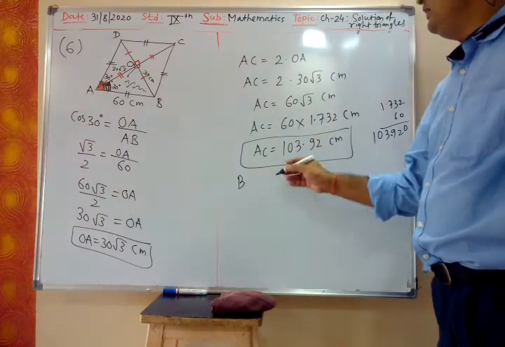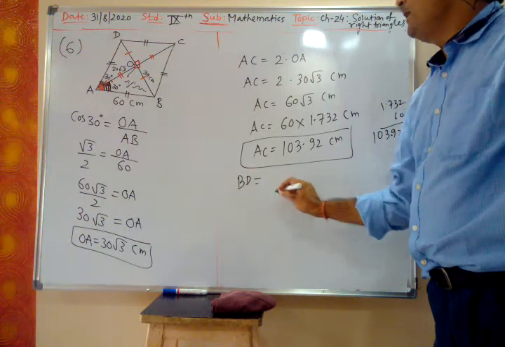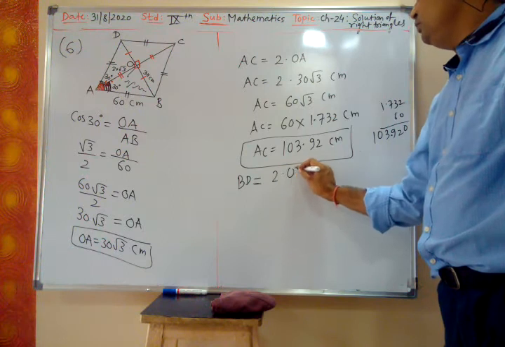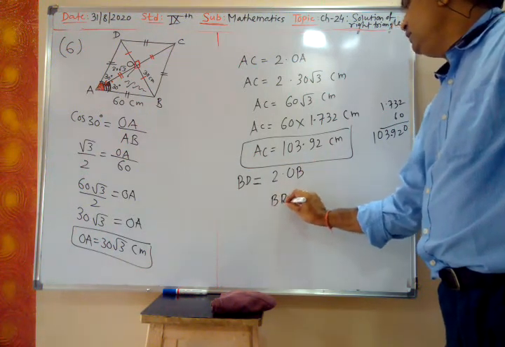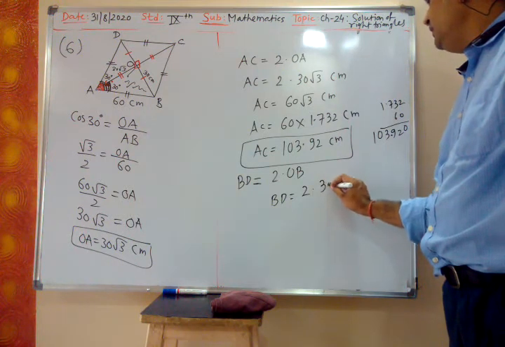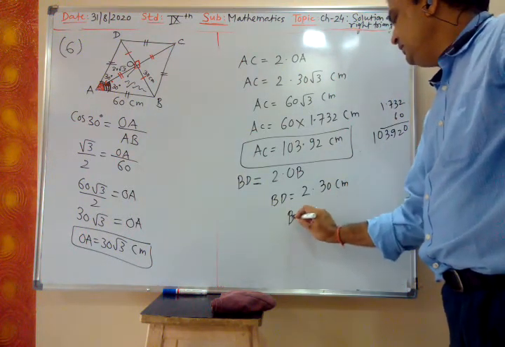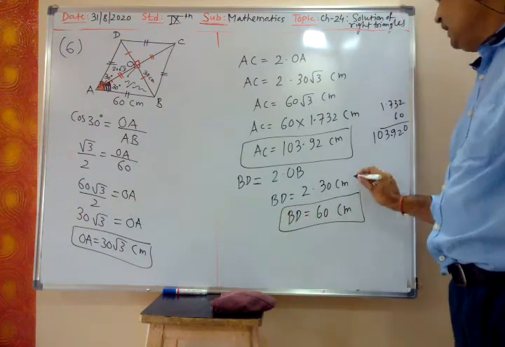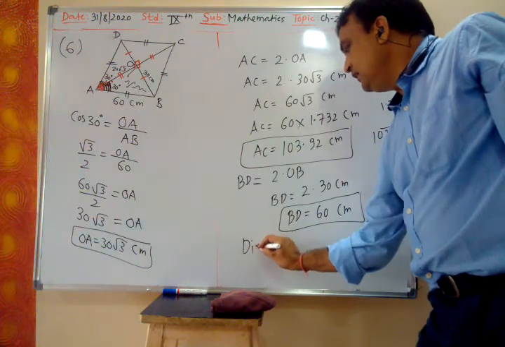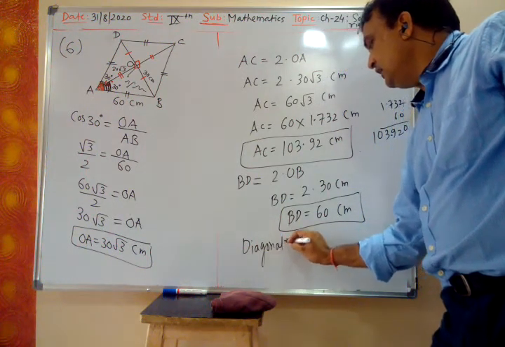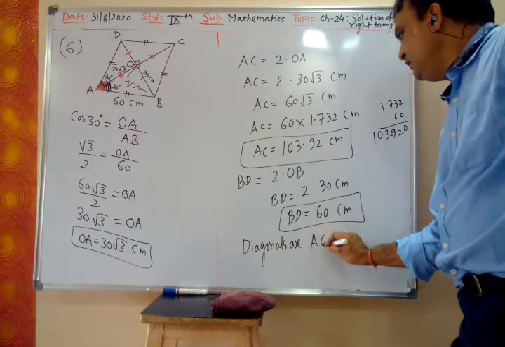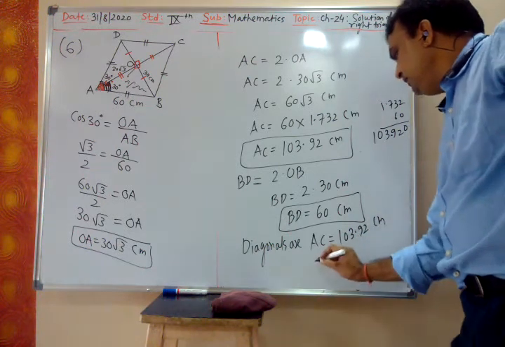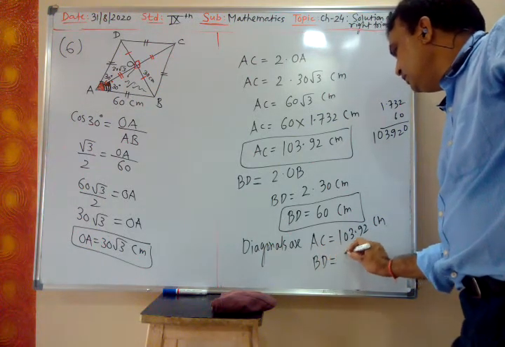Now BD is 2 times OB. OB is 30 centimeter. So 2 into 30 centimeter, BD is 60 centimeter. So diagonals are, we write finally, AC is equal to 103.92 centimeter, and BD is equal to 60 centimeter.